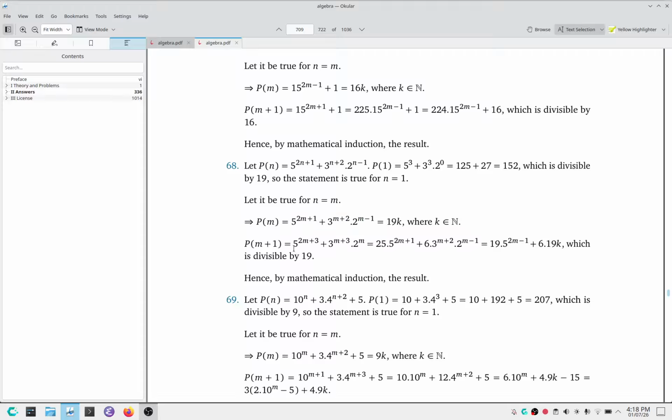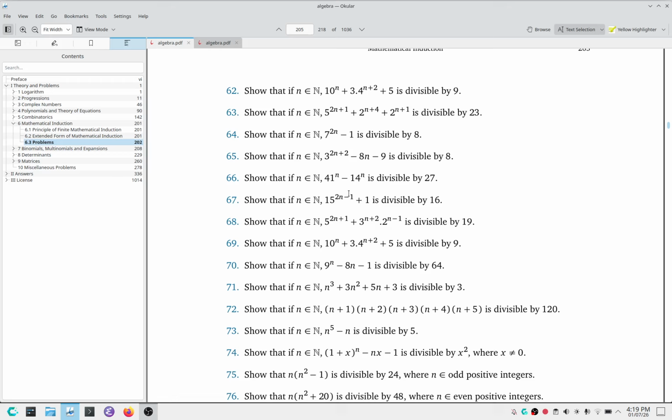And then we substitute n equal to m plus 1, we get to this expression, and we take out 5 square, 3 and 2 outside, we get 25 times 5 raised to the power m plus 1, plus 6 times 3 raised to the power m plus 2 times 2 raised to the power m minus 1, which is equal to 19 times 5 raised to the power m minus 1 plus 6 times 19k, which is divisible by 19, and hence by induction we have the result.